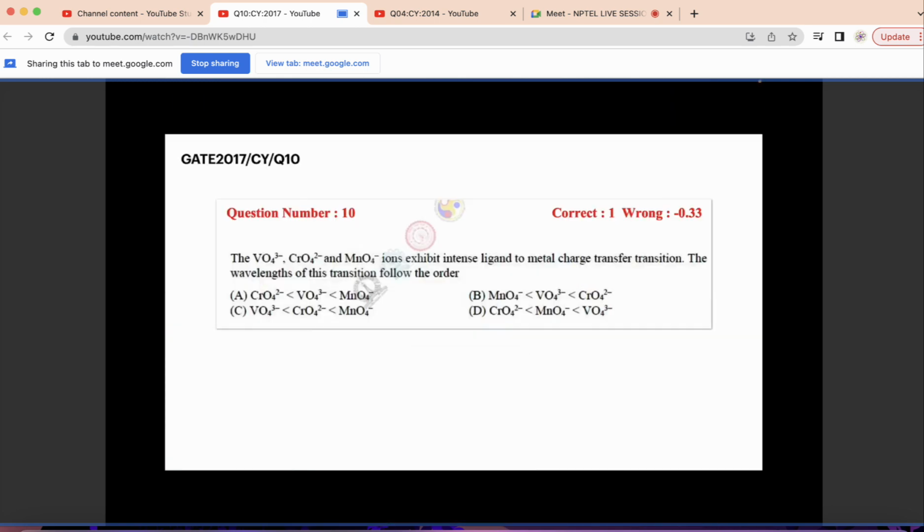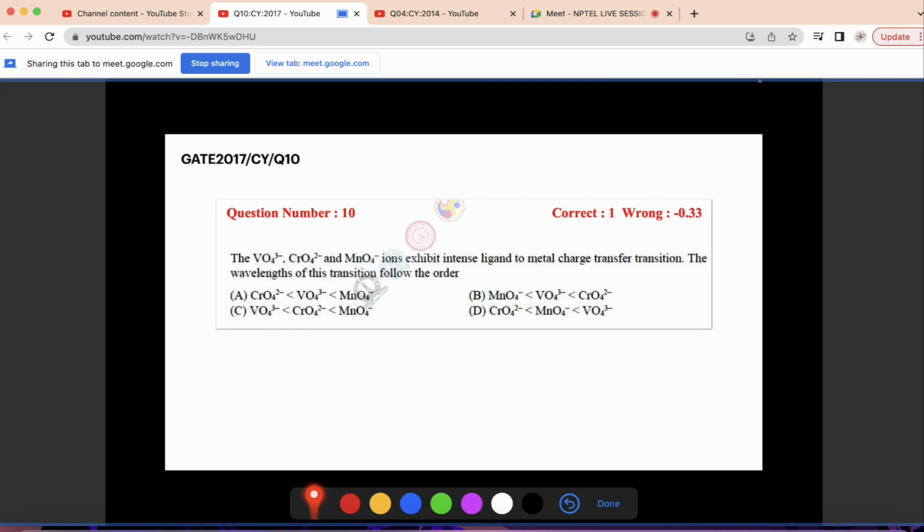Everyone, in this video, I will be solving GATE 2017 chemistry question number 10. This question states that the complex vanadium oxide, chromium oxide, and manganese oxide ion exhibit intense ligand to metal charge transfer transition. The wavelength of this transition follows the order. So we are given that these exhibit ligand to metal charge transfer, and we have to find out the order of the wavelength of the transition.